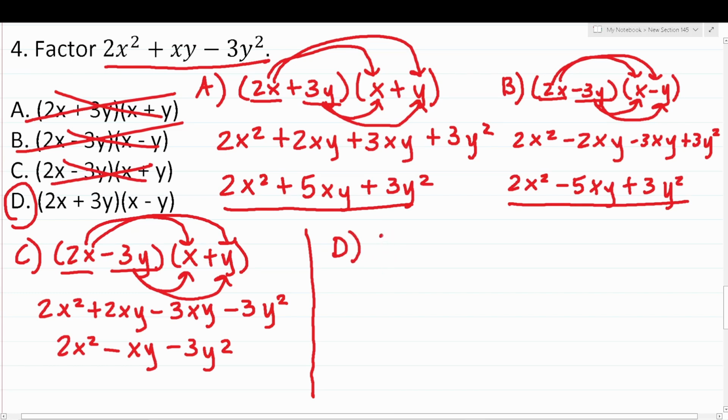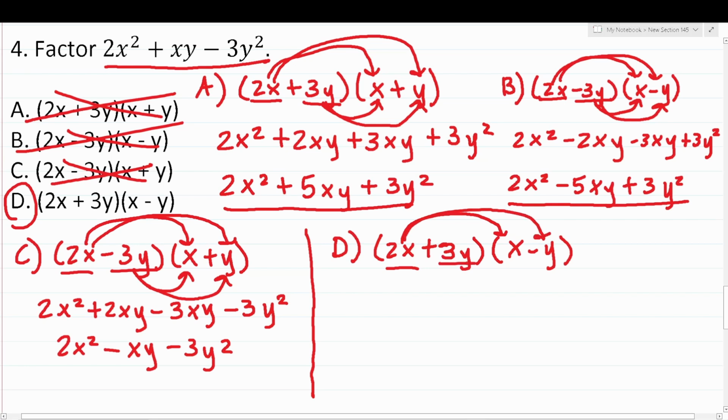We're multiplying 2x plus 3y times x minus y. Again, to multiply these two polynomials together, we're going to use the distributive property, which means we're going to take this 2x, multiply it there and there. We're going to take this 3y, multiply it here and here. Let's go ahead and do so.